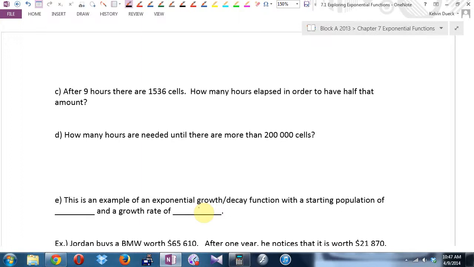After 9 hours, there are 1,536 cells. How many hours elapsed in order to have half that amount? So after 9 hours, I have 1,536 cells. How many hours elapsed in order to have half that amount? Guys, with me? Let me read it one more time, and this time you can look up instead of looking at each other. After 9 hours, there are 1,536 cells. How many hours elapsed in order to have half that amount?